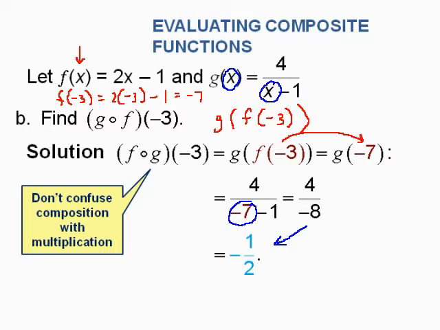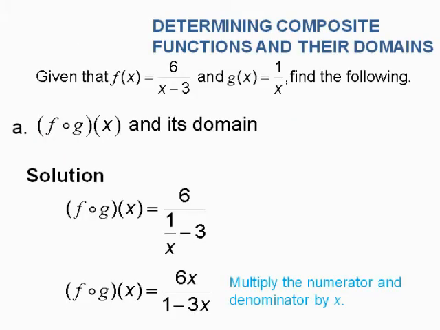Now notice it also says don't confuse composition here in this box with multiplication. Now remember, these are totally different creatures. If we said f times g of negative 3, it is not the composite. This would be totally different. It would be f of negative 3 times g of negative 3. So, boy, I see a lot of students do that. Be careful.